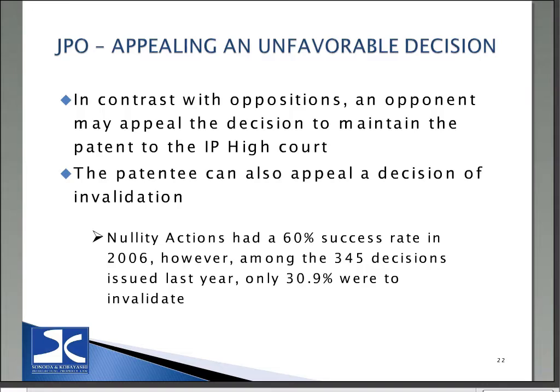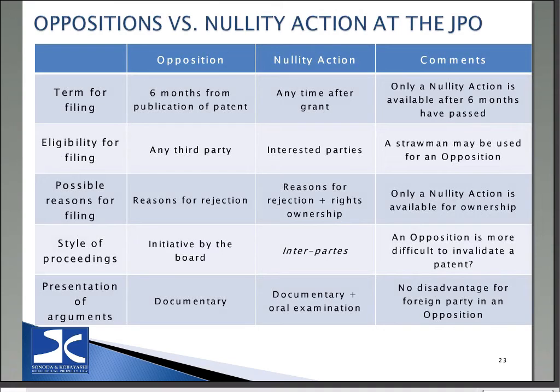Thank you. So now, could you please summarize briefly the main differences between opposition and nullity actions in each jurisdiction for each one of you, and also give us some recommendation on which options to choose, like nullity action or opposition.